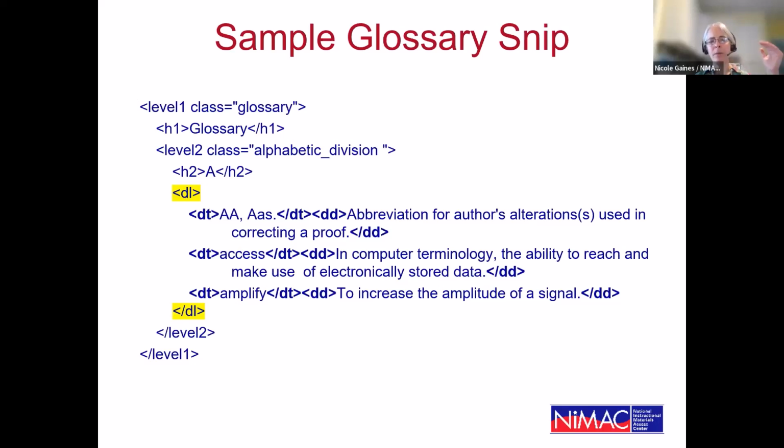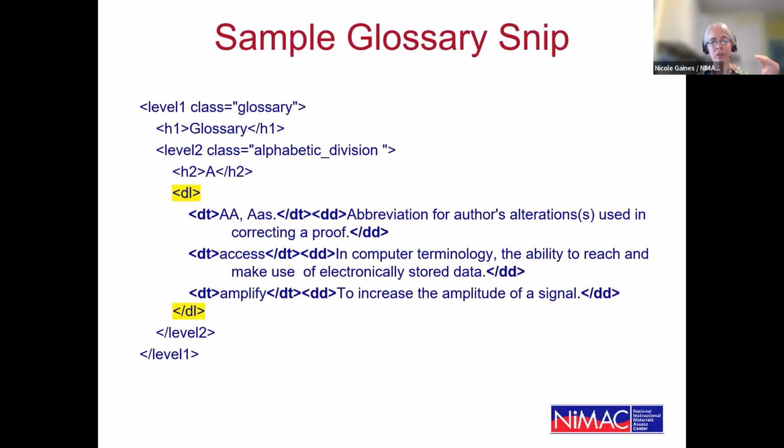I did want to note, I've got a sample glossary snip right here. You may be wondering, well, what if you have subdivisions within your glossary? This is actually taken directly from the DAISY structure guidelines. I did doctor it up a little bit to add some more entries. But basically what you see here is that if you have a subdivision, that's not a problem. You will have a separate list. Like what we see here is that the glossary is subdivided alphabetically.